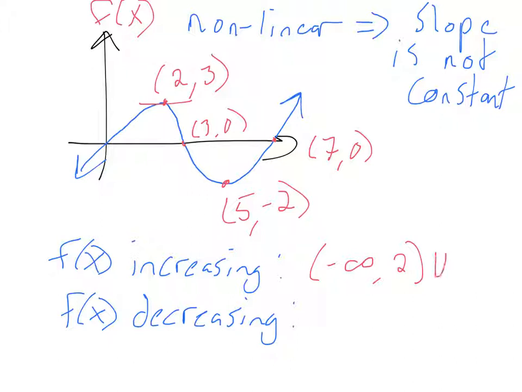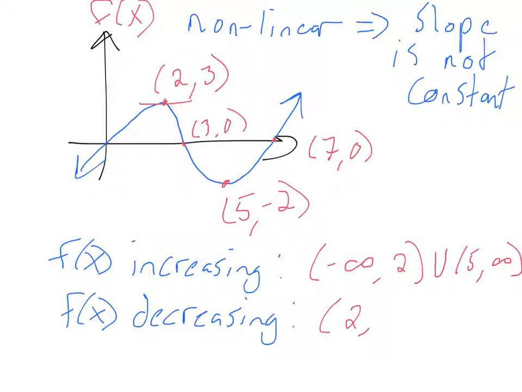At 5. From 5 to infinity. Yeah, from 5 to infinity here. And for decreasing, over what interval is it decreasing? Where the slope's negative. It's going down from left to right. Yeah, so I guess 2 and negative infinity. 2 to negative infinity? Isn't it increasing from left to right over here?